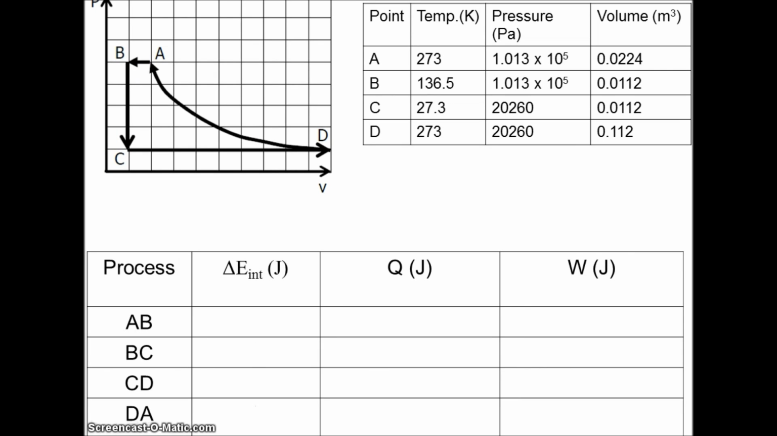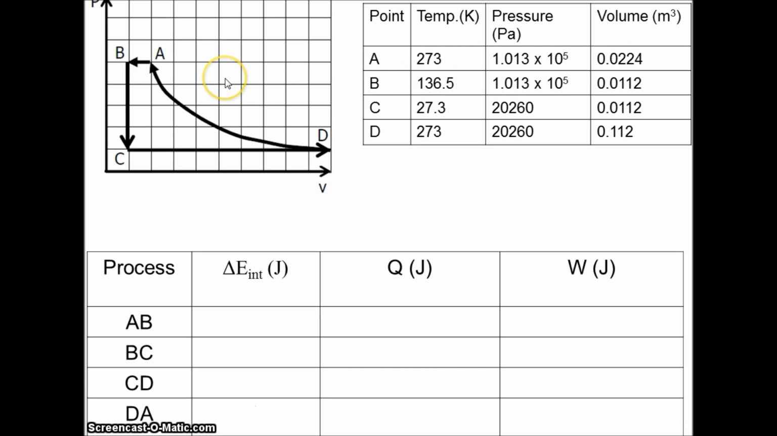Okay, so now we're going to use this information that we just found and figure out what the change in internal energy is, the heat, and the work for each of these processes. So from A to B, I can calculate how much work there would be by taking pressure, which is given as 1.013 times 10 to the 5th pascals, times the change in volume. The final volume is going to be 0.0112, and the initial volume is 0.0224. When you solve for this, you end up getting negative work.